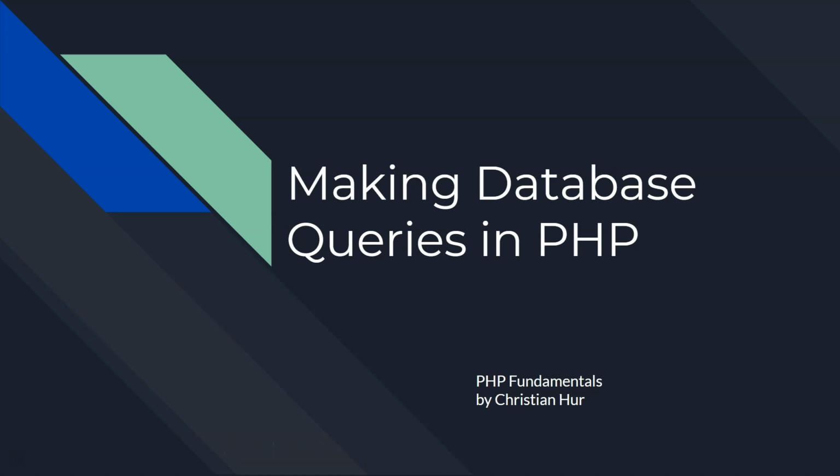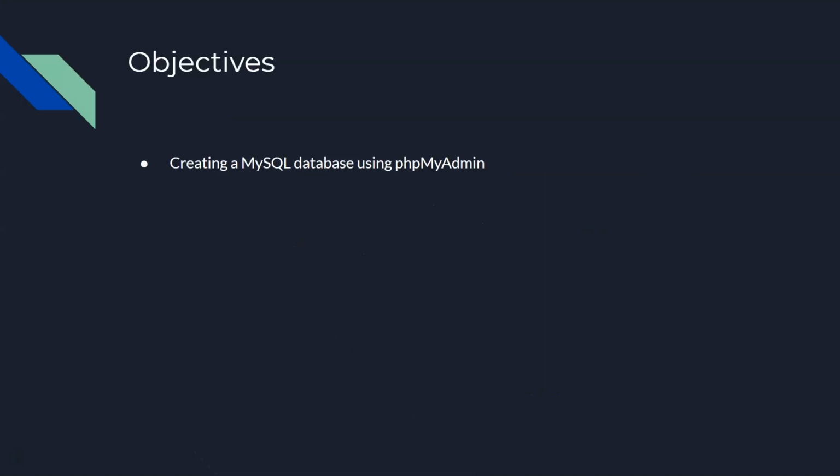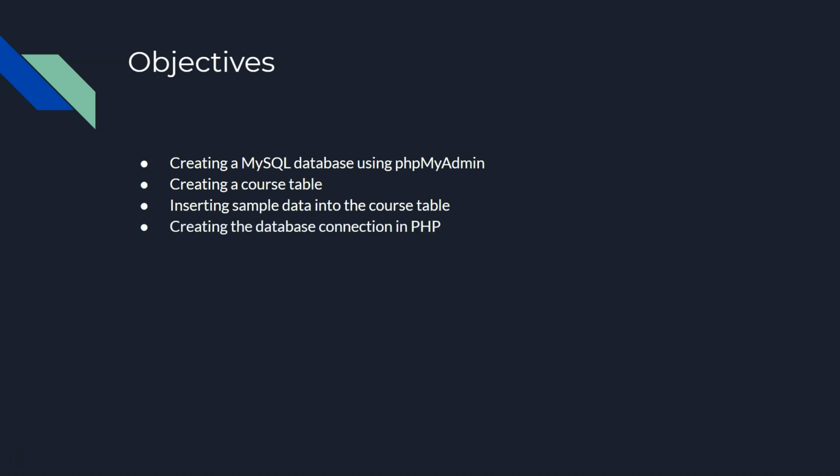In this video, we'll be making database queries in PHP. First, we need to create a MySQL database using the PHP Admin interface. Then we'll be creating a course table and insert some sample data into the course table. And then we'll go into PHP and create a database connection. And we'll need to select the database to use.